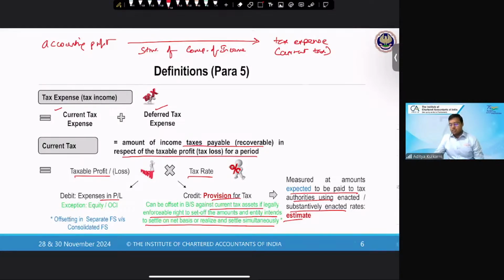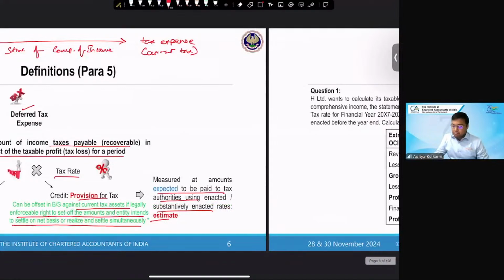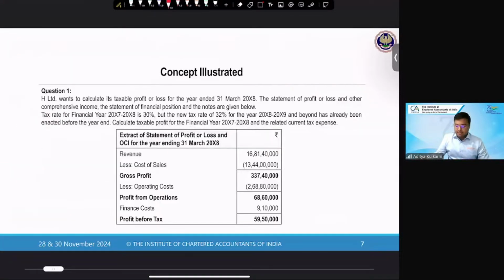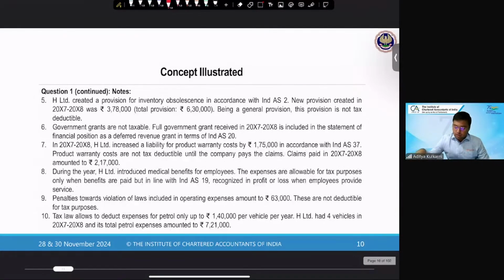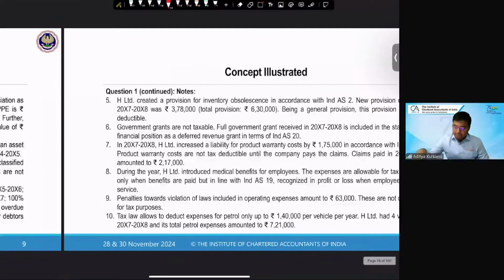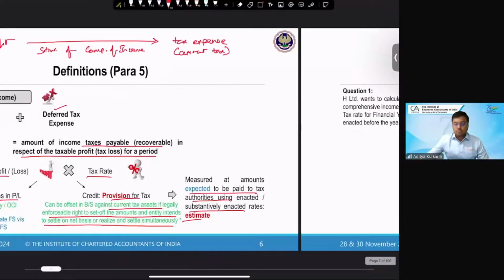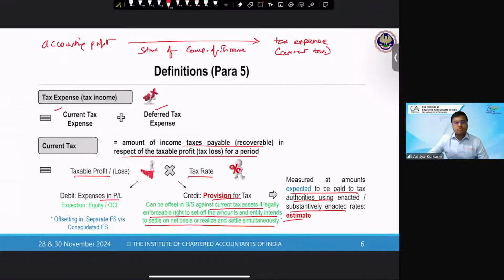All right. So now there is one very big question. Sir, yes, tell me. Sir, come back to the last slide. Which one? This one? Sir, here is the point with the star: offsetting in the separate financial statement versus consolidated financial statement. This one. Yes, sir. Okay.